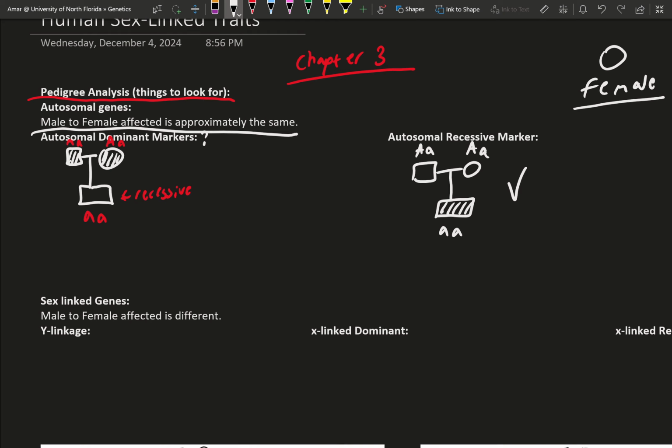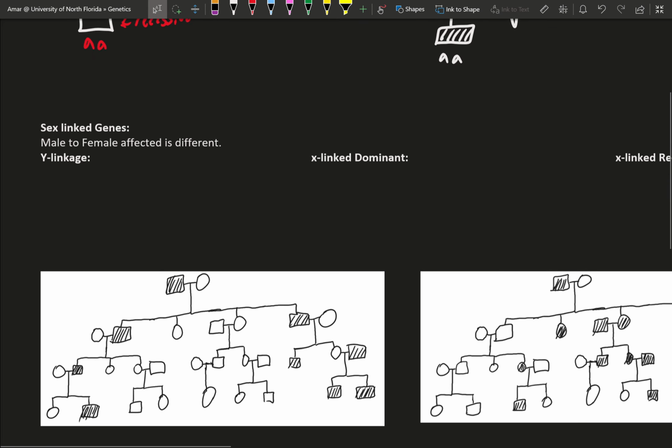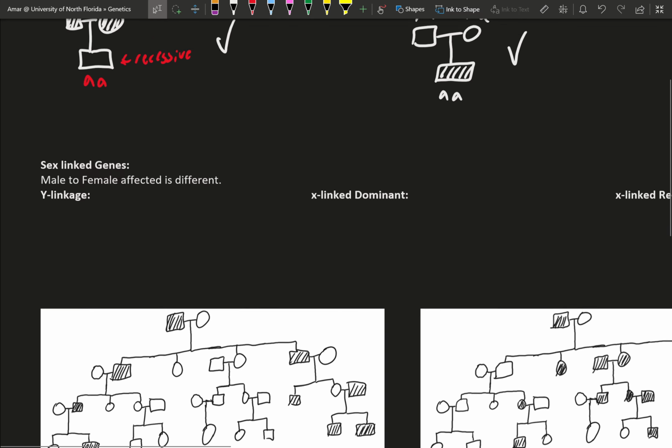So we can go over a couple of practice problems as we go on, but this is something that you want to look for, especially if you're trying to figure out if it's autosomal dominant versus autosomal recessive. Now the easiest one to figure out from all the different options is Y linkage.